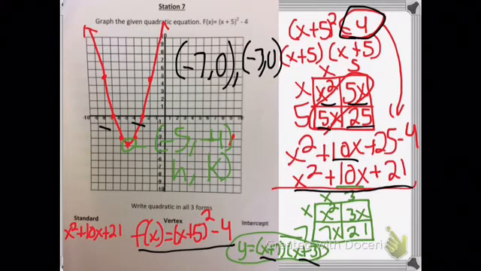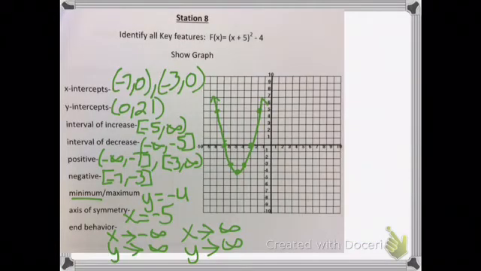Now the other way we can do it is we can put our function right here. So I got x squared and I got 21. I know x times x is x squared, and I know that 7 times 3 is 21. So I got x times x, x squared, x times 3 is 3x, 7 times x is 7x. So now I got x plus 7, x plus 3, and this is my intercept form.